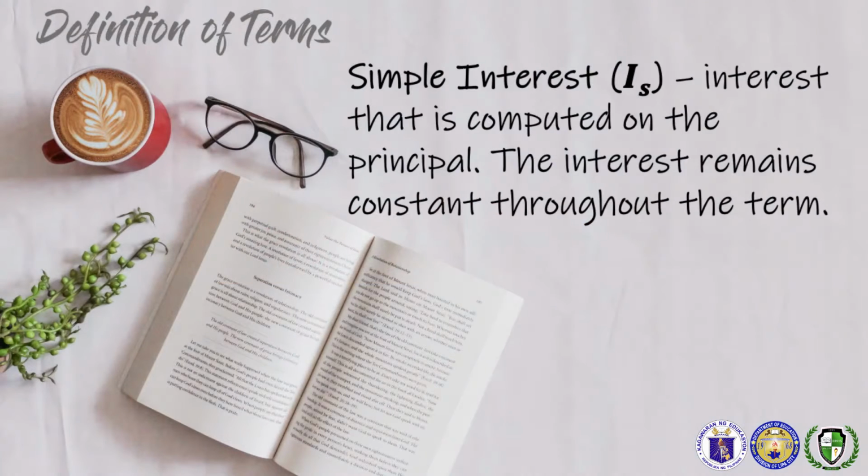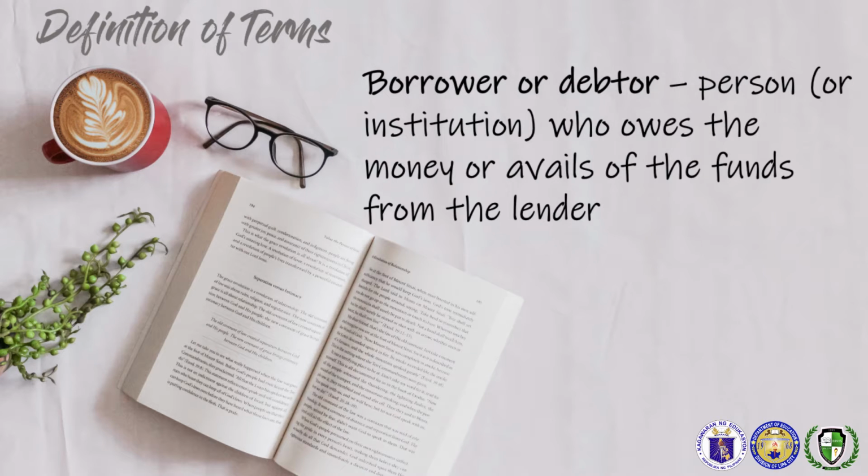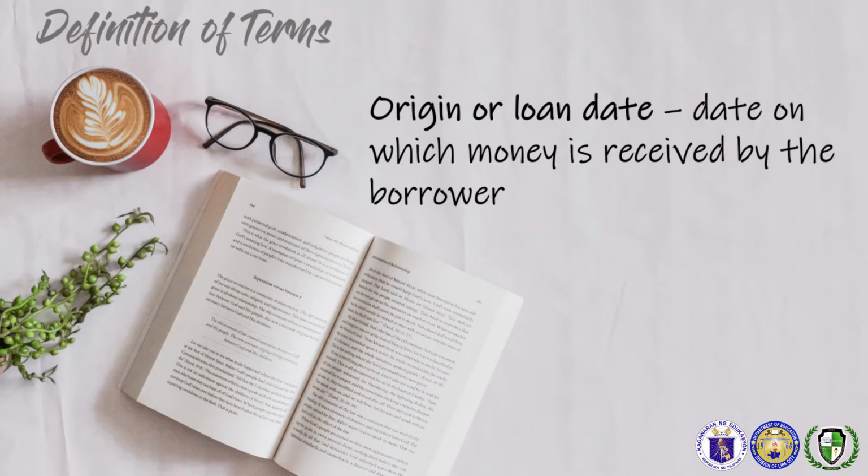Simple interest. Interest that is computed on the principal. The interest remains constant throughout the term. Lender or creditor. Person or institution who invests the money or makes the funds available. Borrower or debtor. Person or institution who owes the money or avails of the funds from the lender. Origin or loan date. Date on which money is received by the borrower.